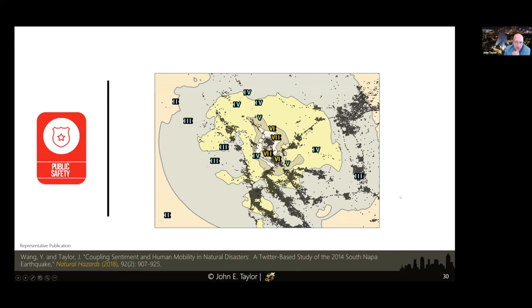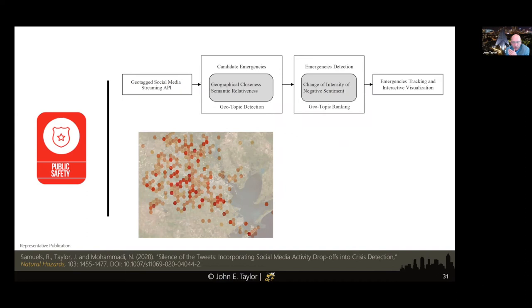And so we proposed to the National Science Foundation to use what we learned from these couple of earthquake studies to develop a system that could actually be useful to emergency responders. And so if we're taking in geotag social media through our streaming API, we can examine what is being said. So for semantic relatedness, where are people talking about the same thing and in close proximity to each other in order to identify potential topics for emergencies within a larger emergency. And then when we look at those specific candidate emergencies, we look at how the sentiment, how negative it is, and how much that intensity of negative sentiment is actually increasing or becoming more negative, in order to identify those areas that might be of particular interest to emergency responders.